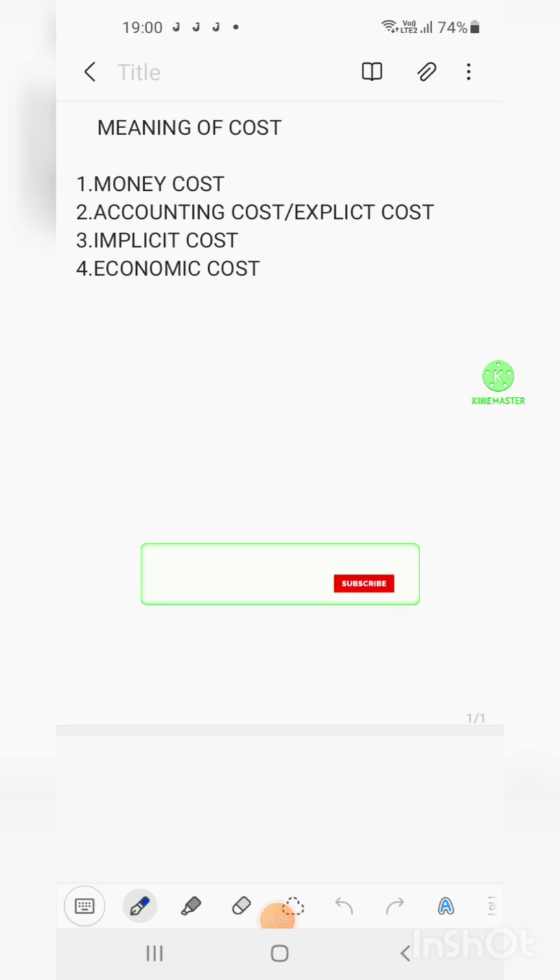Today I will discuss the meaning of cost and money cost, accounting cost or explicit cost, implicit cost, and economic cost.